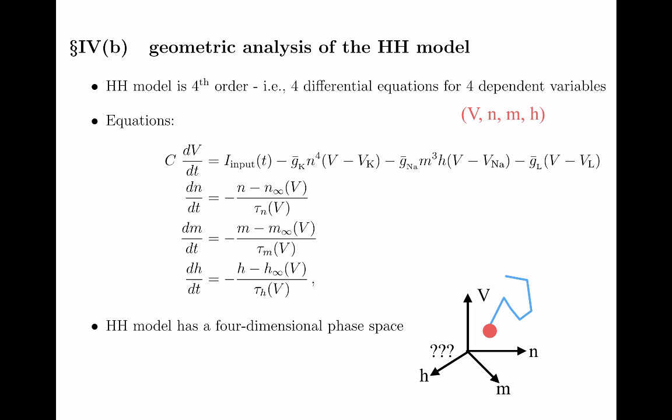What's happening in this 4-dimensional space? One difficulty of the Hodgkin-Huxley model is it's hard to look at. Right? We have 4 variables we need to examine, and we can't simply plot them on a line or a plane or a 3-dimensional space. It's evolving in 4 dimensions.